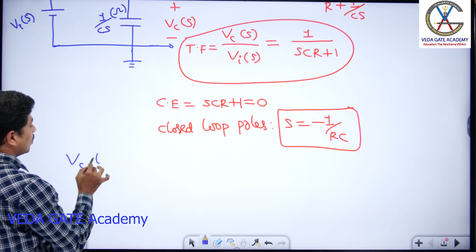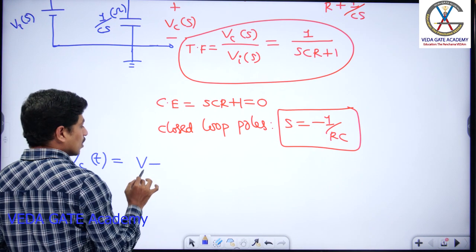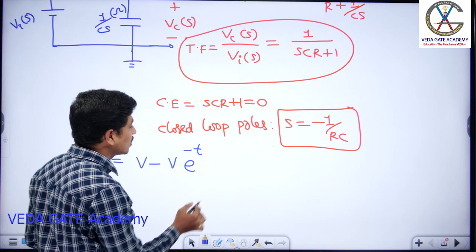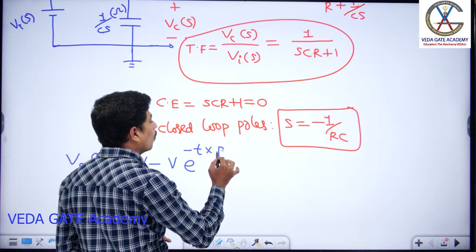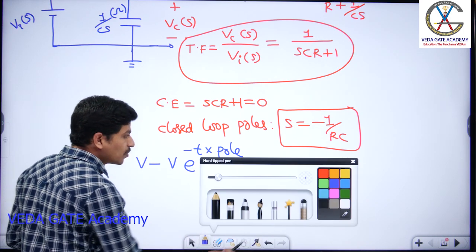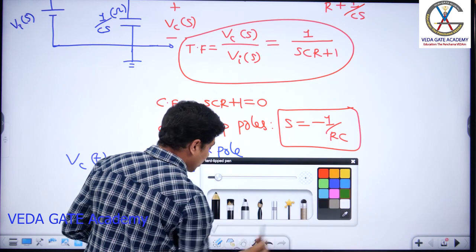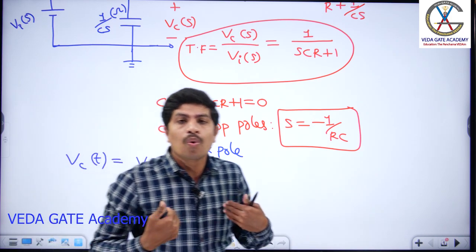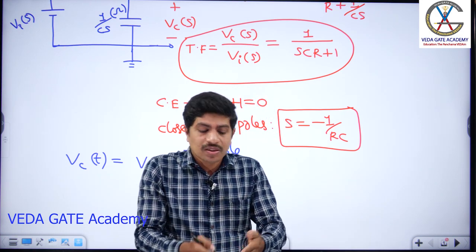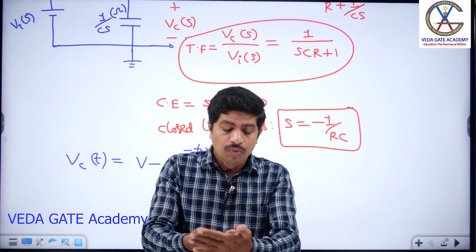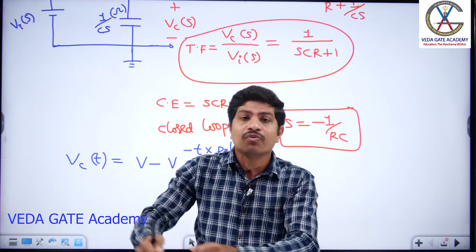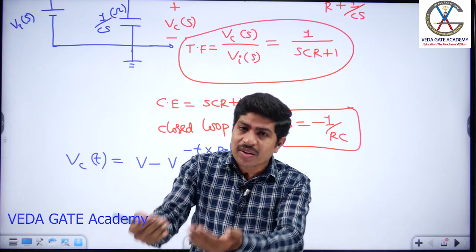That is Vc of t is equal to V minus V into e power minus t by RC. This is the forced response, and the natural response depends on the pole, minus 1 by RC. Observe carefully, here we are going to understand many statements. We always want the forced response to remain in the system. We can't stop the natural response. We may reduce it, but we can't deny it. It will be there in the system.